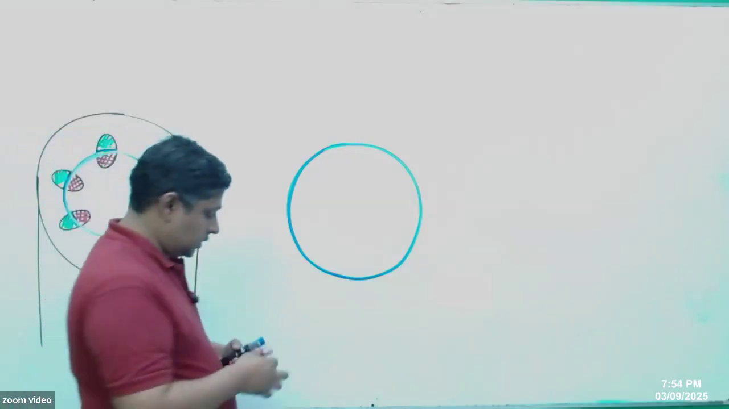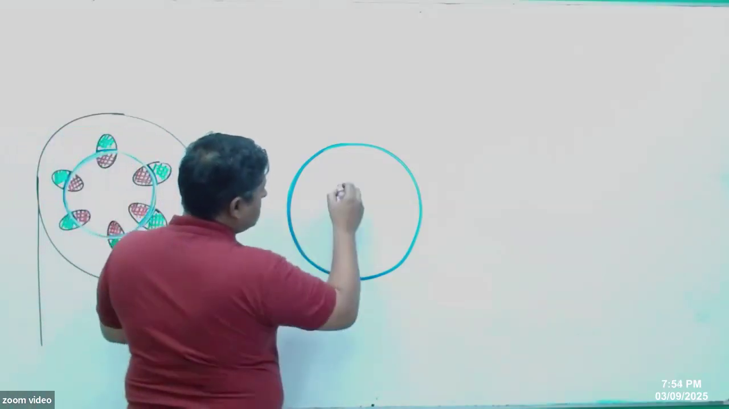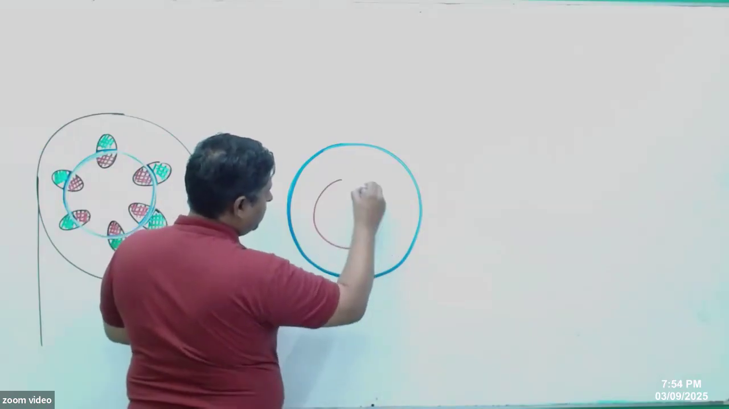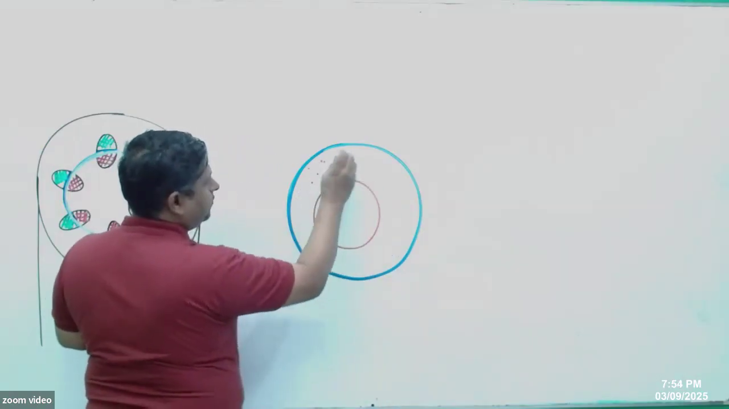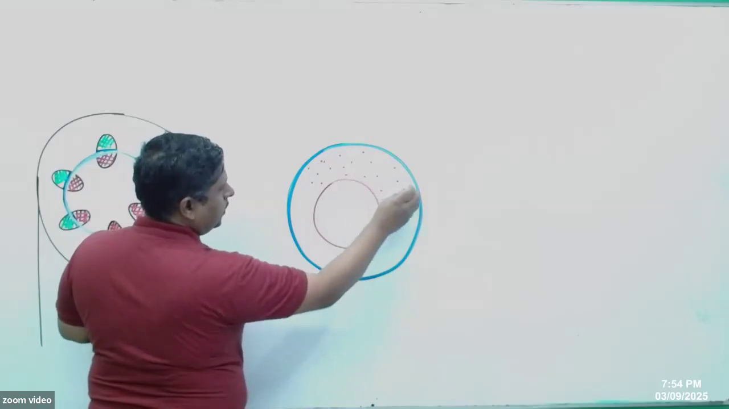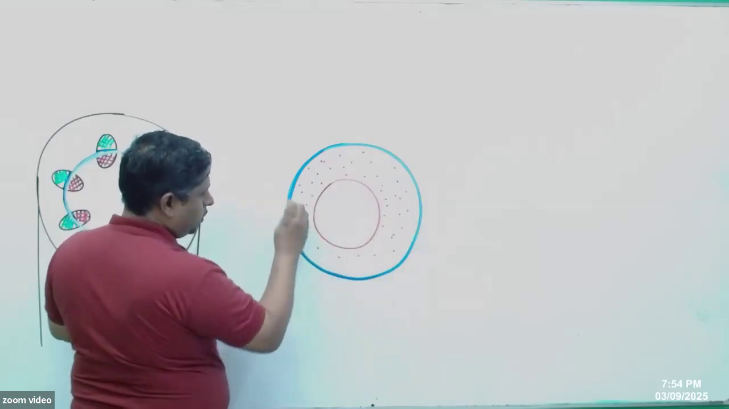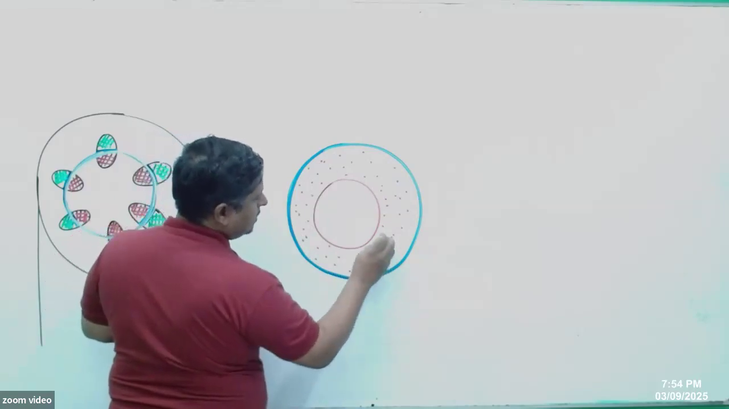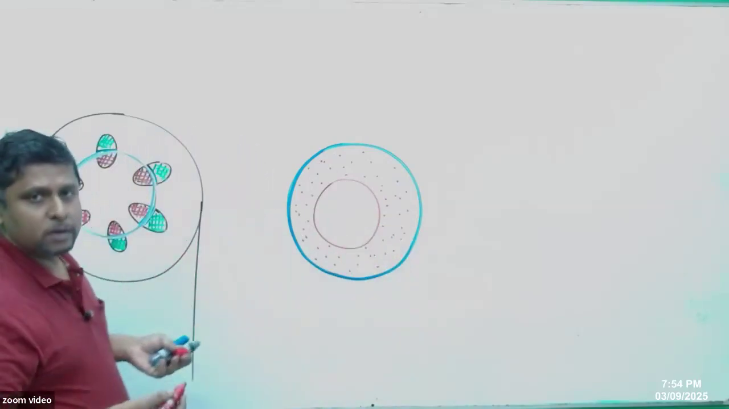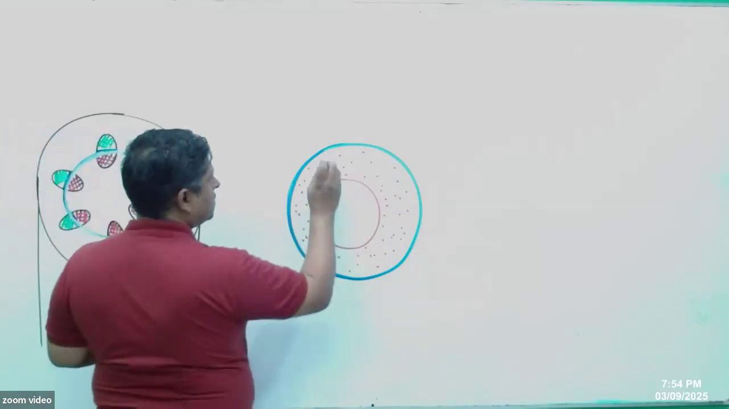Look at this. This is the secondary xylem. So this is the simple part. This is secondary xylem. I know that you have studied these things, but I'm just trying to help you people to revise these sections, right?